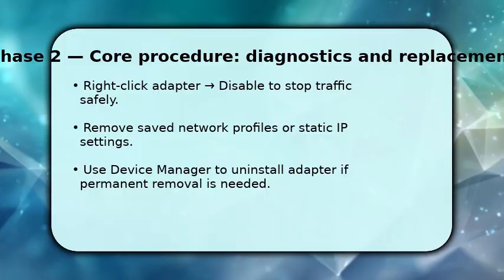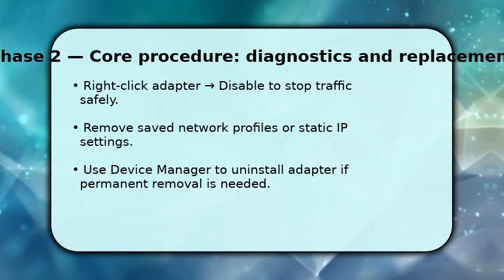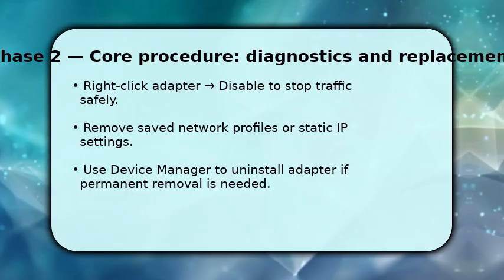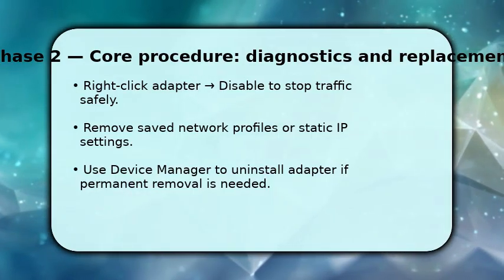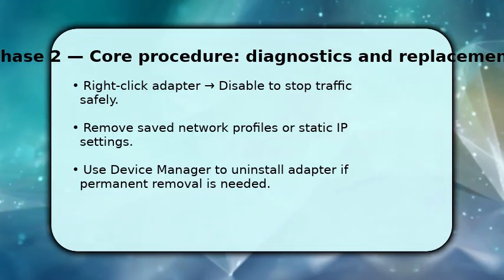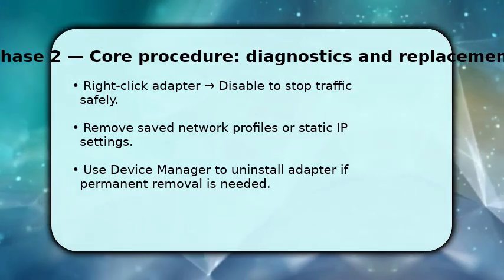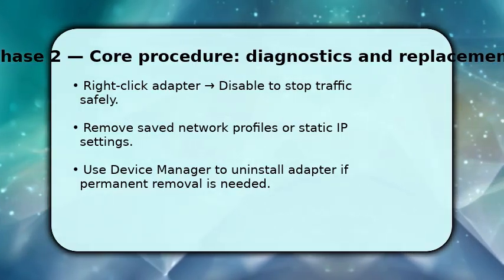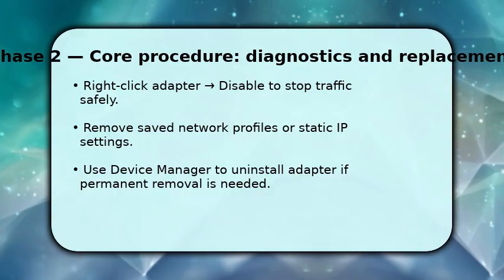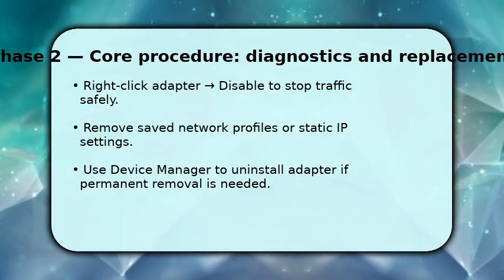Next, remove saved profiles and any static IP, DNS, or proxy settings tied to that adapter so Windows won't recreate it automatically. If you want the system to forget the hardware, open Device Manager, locate the network adapter, and choose Uninstall Device. Check the box to remove drivers if you're sure. Once these actions complete, the OS will no longer present the connection.